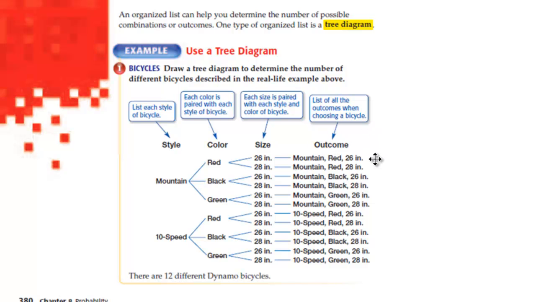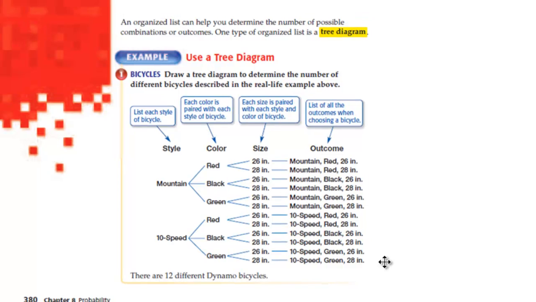At the top is a red mountain bike that's 26 inches. At the bottom it's a green 10-speed that's 28 inches, and in between are all the different possibilities. So if you want to know all the possible different outcomes, you'd count up how many there are to the right here. So 1, 2, 3, 4, 5, 6, 7, 8, 9, 10, 11, 12.